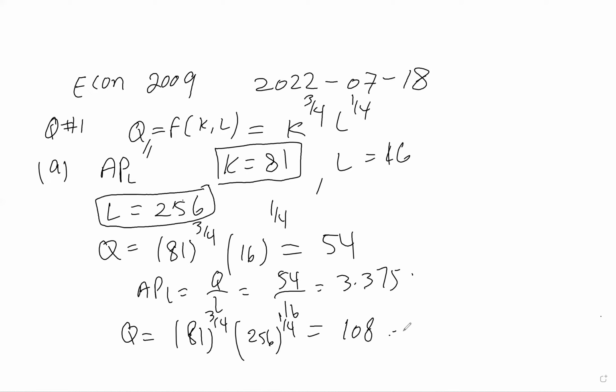And therefore, to calculate APL, that is again Q/L. We calculated Q to be 108, and the level of labor is 256. Therefore, that will be 0.422. So that's the first part of the questions. And since I need some space, I'm going to move to the next one.